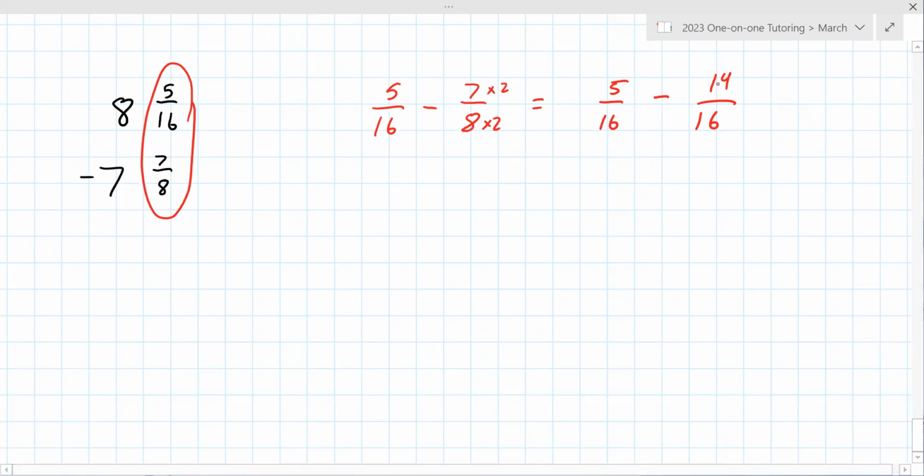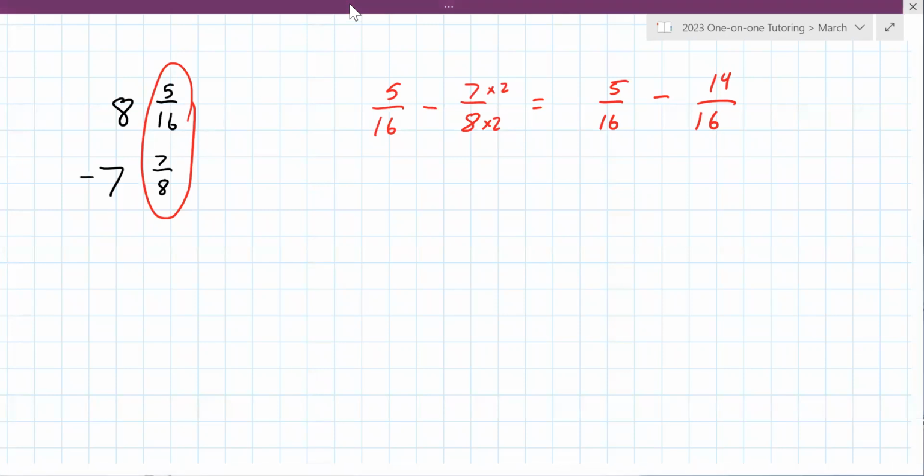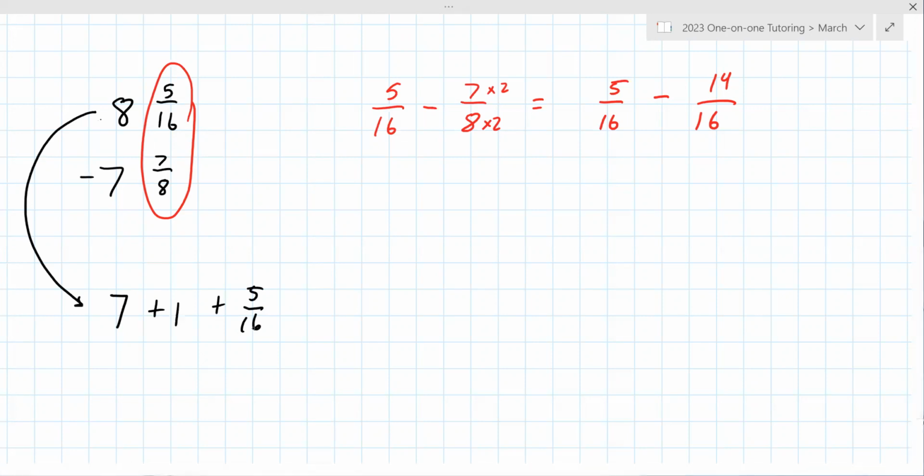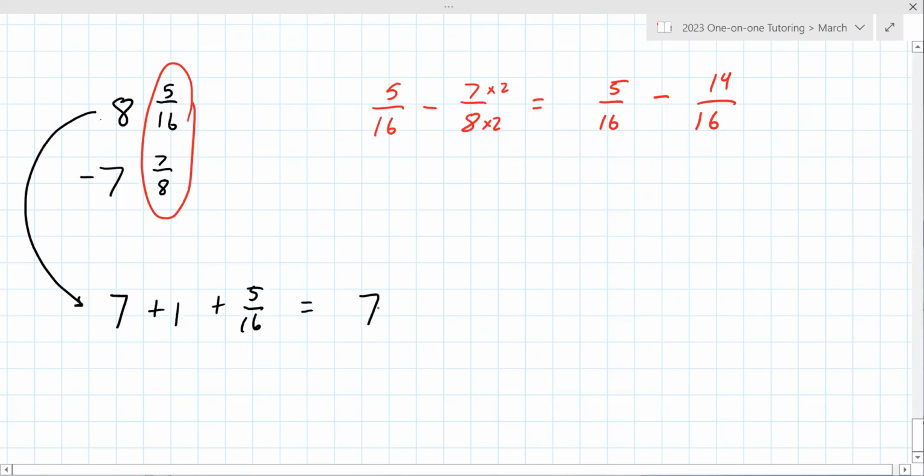Now, what do we even do? Well, this is why this one's more complicated. So that 8 has to become 7 plus 1. So this 8 becomes 7 plus 1 plus 5 over 16. Is that okay? That's okay. We're going to do this together, so just don't worry.